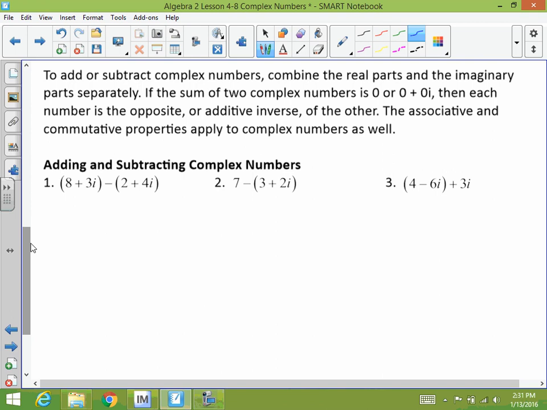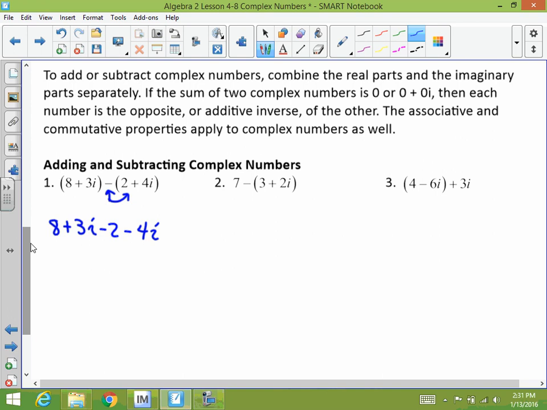The associative and commutative properties also apply to complex numbers just like they apply to real numbers. So if I have 8 plus 3i, and we're going to subtract from that 2 plus 4i, remember this subtraction sign means we run a negative through the entire parenthesis. So this becomes 8 plus 3i minus 2 minus 4i.